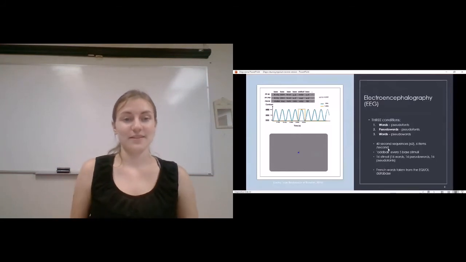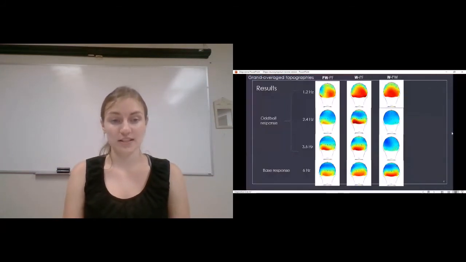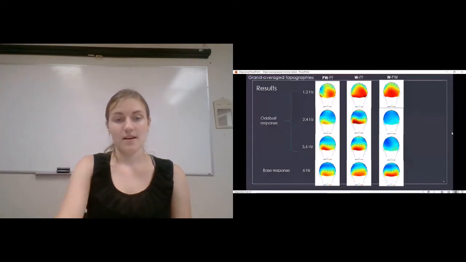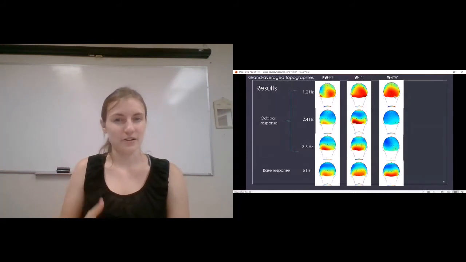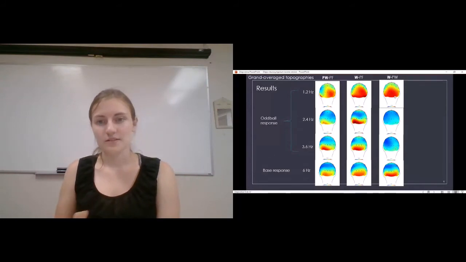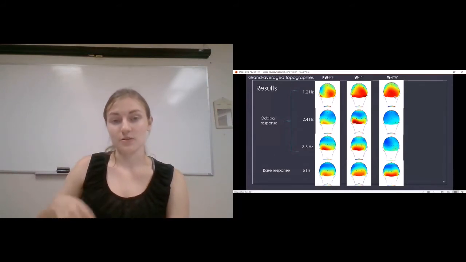So here we have the grand average topographies per condition for the oddball responses. We have the fundamental frequency here at 1.2 hertz that we see on the top. And for all 3 conditions, we can't see a clear left lateralized response. This is actually not surprising since it's a relatively low frequency and it's more noisy.